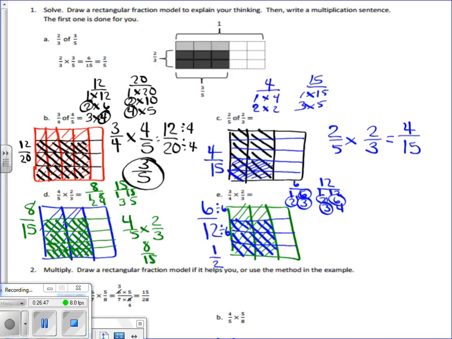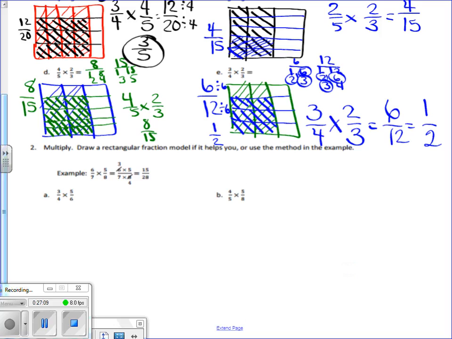Easier to solve? Okay. So 3/4 times 2/3. 3 times 2 is 6. 4 times 3 is 12. And we already know that it can be simplified by a 6. Why not? Okay.